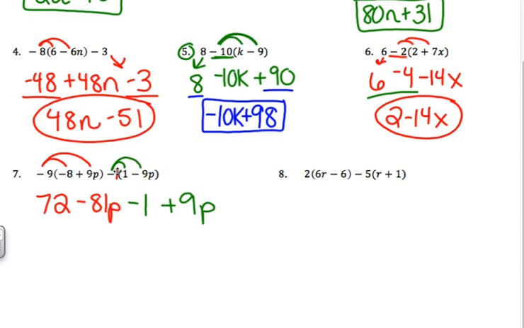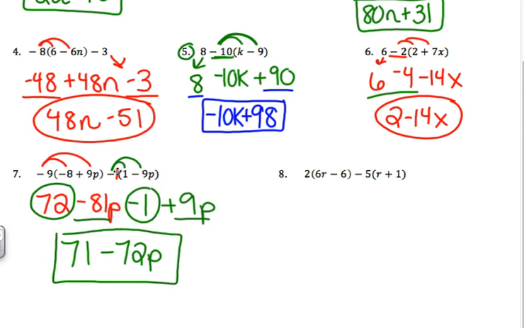Now that you've distributed things twice, you now can combine your like terms. So I have 2 coefficients right here, and 72 minus 1 is a 71. And then I have 2 variables right here. So negative 81 plus a 9 would be a negative 72p. Okay? And now we're done because I do not have any like terms. So why don't you try number 8 on your own, and then we'll be done.